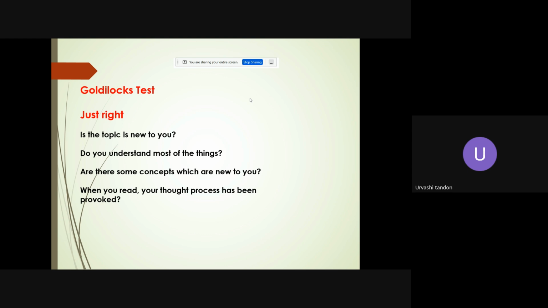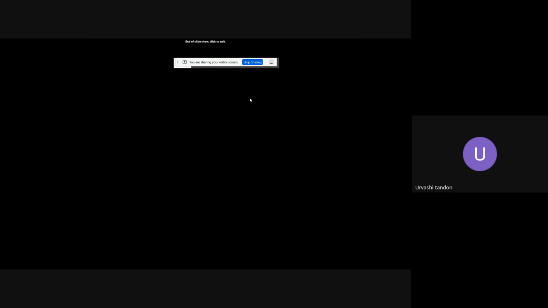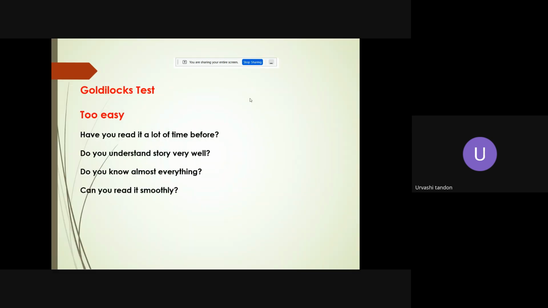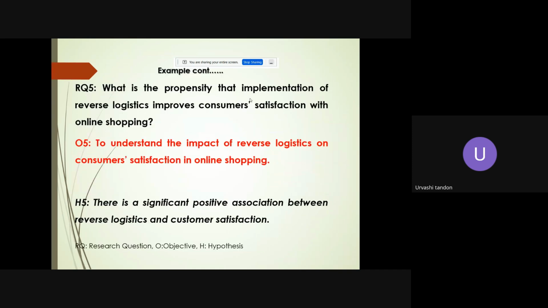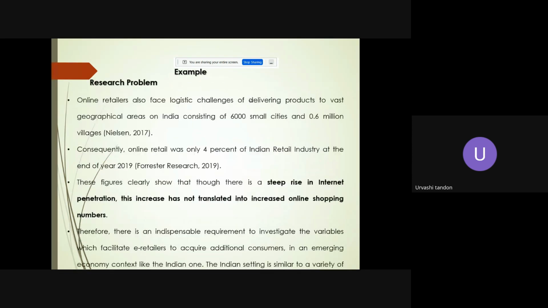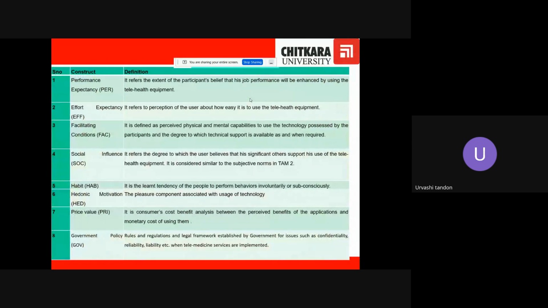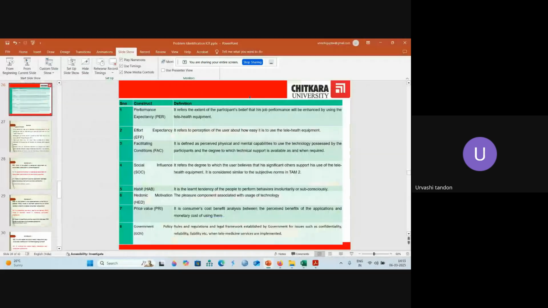And then just right. This topic is new to you. Do you understand most of the things? There should be certain concepts which may be new to you. And last, when you read, your thought process has been provoked. That means it is just right. So this is how you select the topic. And again, go for rational as well as creative thinking. Try to identify the problem, because when a problem is well identified, it is half solved.